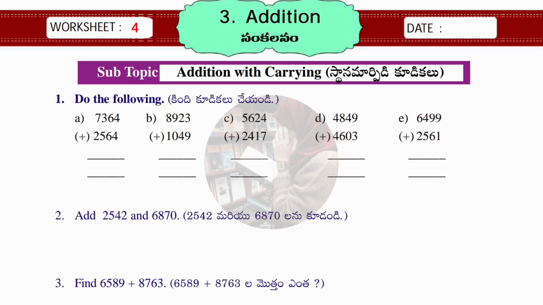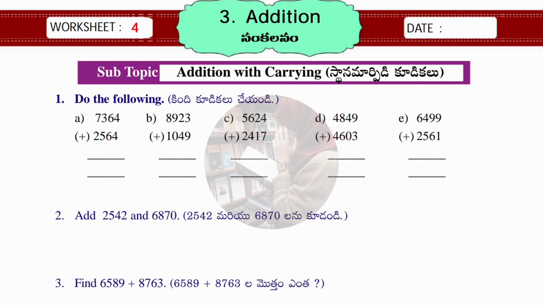Now we'll move to the next worksheet, that is worksheet number 4. Here the subtopic is addition with carrying. Some questions are given based on addition carrying forward type. Let's see. First one, do the following. In that, the first one is 7364 plus 2564. You have to do the addition.